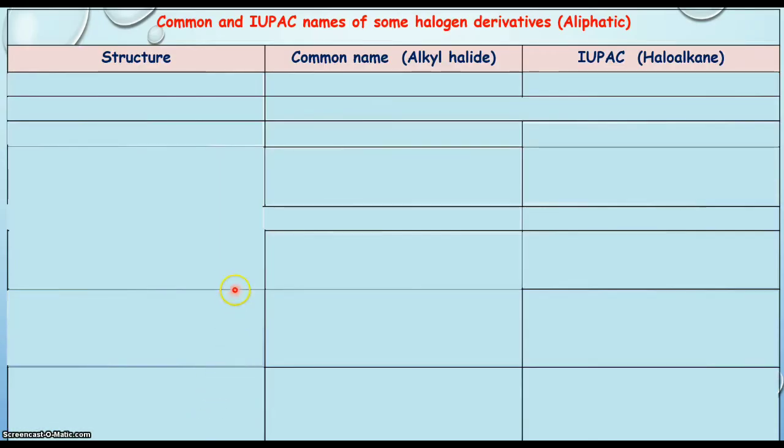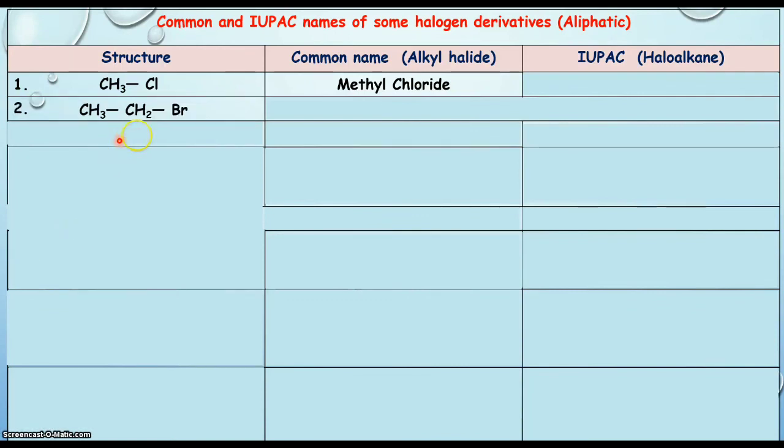Here we will start with some simple examples of halogen derivatives. Initially, we will discuss the common name and then the IUPAC name. So here is the first example. As common name of halogen derivatives, we can say aliphatic halogen derivatives are named as alkyl halides. So which alkyl group is here? It is methyl chloride. So its common name is methyl chloride.